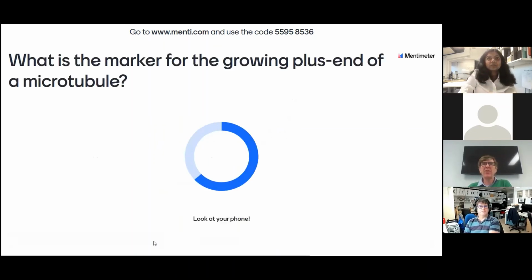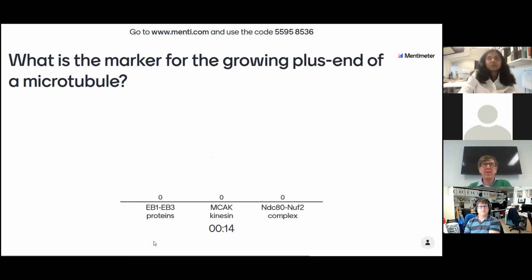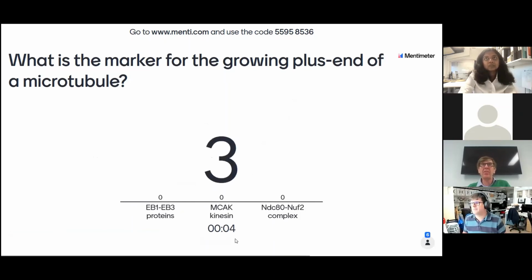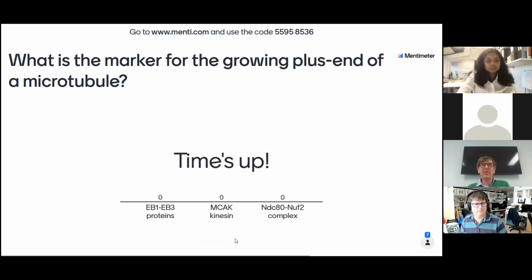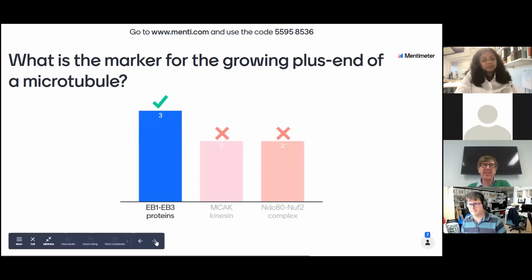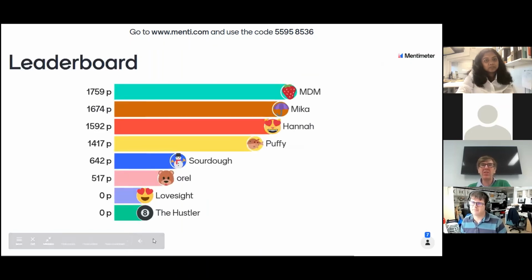What is the marker for the growing plus ends of a microtubule? EB1, EB3 proteins, MCAK and kinesin, or NDC80 and NUF2 complex, which is the marker for the plus ends. Now I know the answer to that one. I was definitely listening at this point. There we go. Okay. EB1, EB3 proteins. Right. Let's see where that puts us in the leaderboard.